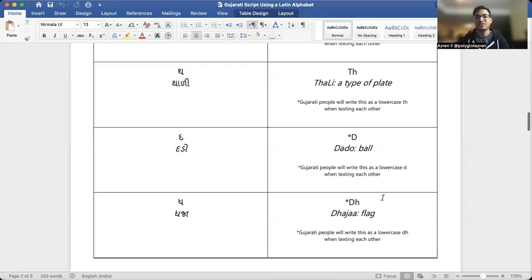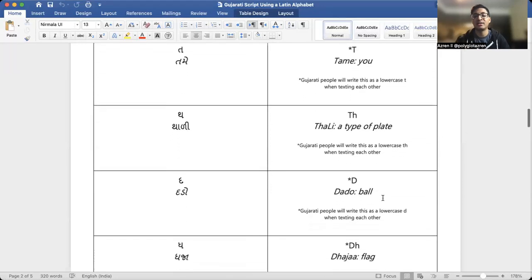So again, these four letters, Ta, Tha, Da, Dha, we're going to have uppercase letters, not lowercase. Doesn't matter if you're texting Gujarati people, but for our purposes, because we have other letters that have a lowercase t, lowercase d, and so on and so forth, we have to differentiate these somehow. For all four of those letters, you are going to literally bite your tongue to put your tongue in the right place to say Ta, Tha, Da, Dha.